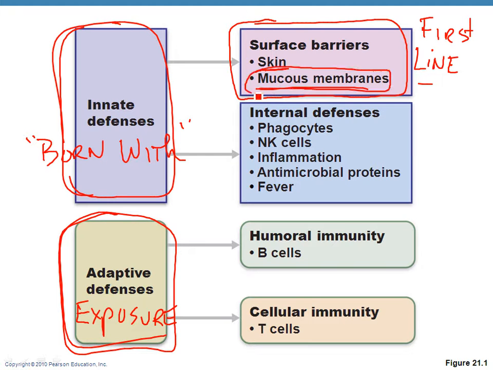And then you also have your mucous membranes. Remember, these are the coverings, the linings of spaces inside your body that somewhere along the way have an exit to the outside. So the lining of your respiratory tract, your digestive tract, your urinary tract, your reproductive tract.